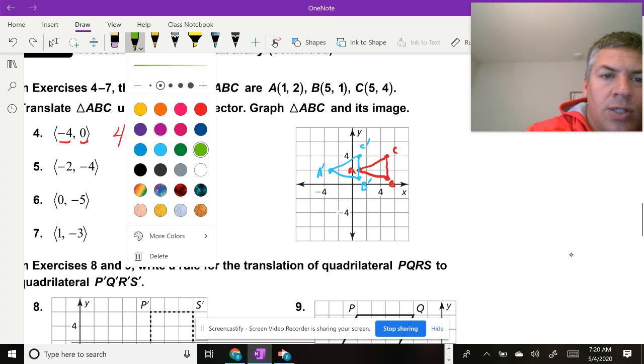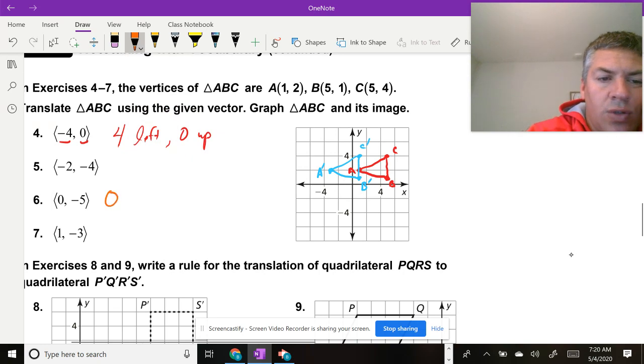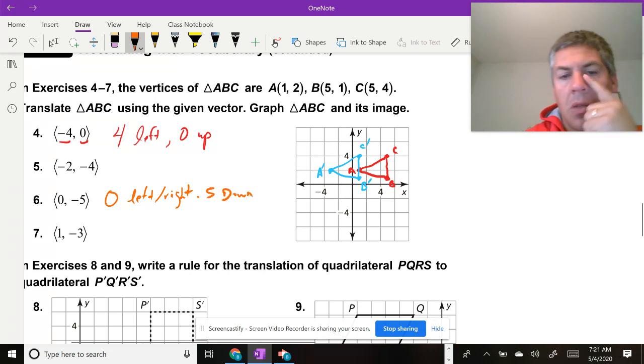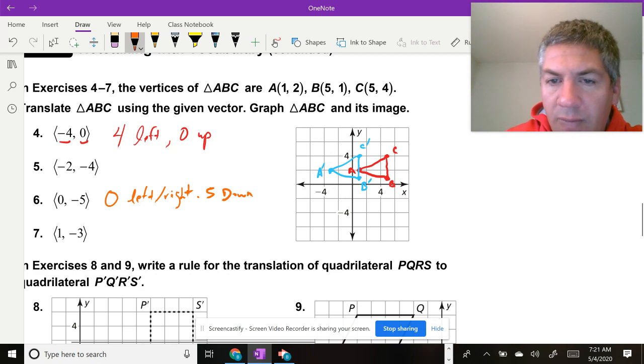We'll use orange for this one. This is going to move 0 to the left or right, whichever way you want to call it, and 5 down. So that's going to be no movement here, 0 to the right or left. We're just going to move A 5 units down, C 5 units down, and B 5 units down.